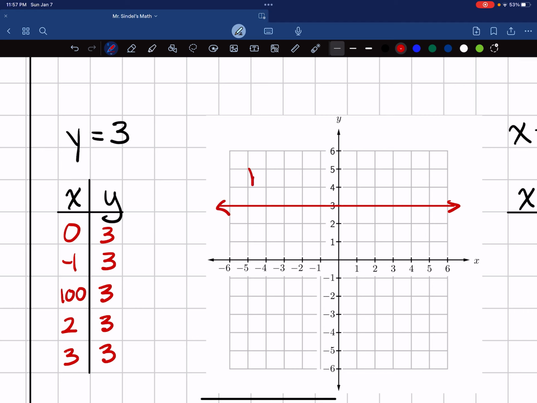So this one is a horizontal line, and always goes through the y-axis because this is the y-axis. So I'll do that little trick too. This is the y.